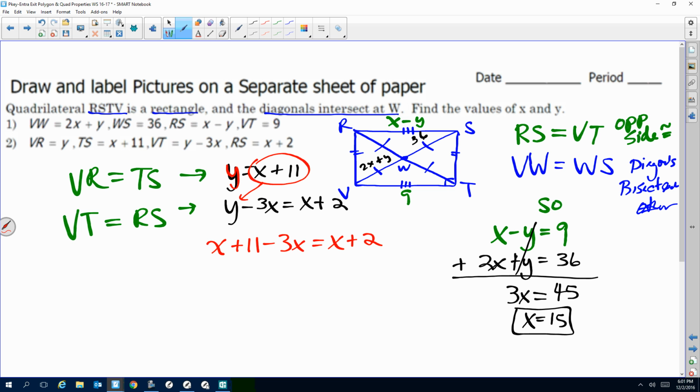Now we're down to single variables. We can combine like terms and solve it, and then plug it in to find the other variable. So I kind of got you started. Hopefully that'll help you finish it.